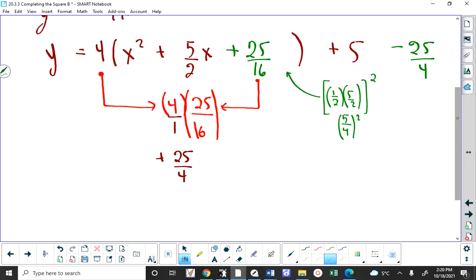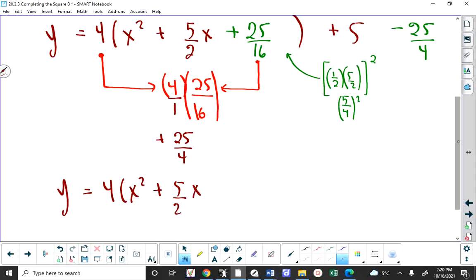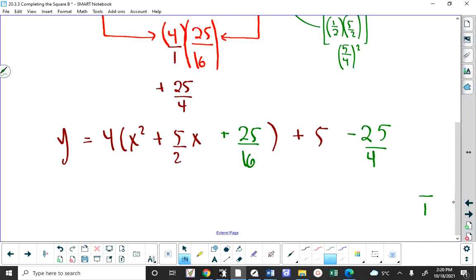Let me rewrite that without all of this stuff in between so we can just look at it before we do anything else. We have y equals 4 times x squared plus 5 halves x plus our 25/16. And then we have plus our 5 and minus our 25/4. So we're just a twig away from being done here.